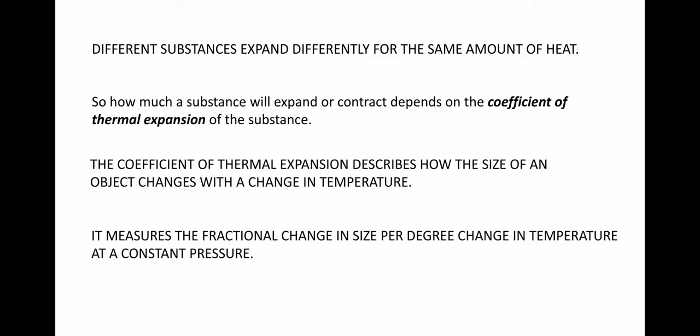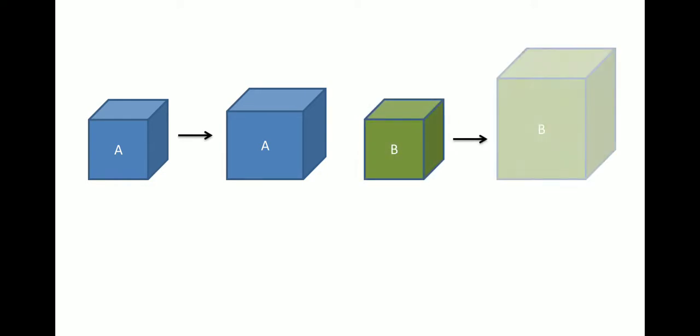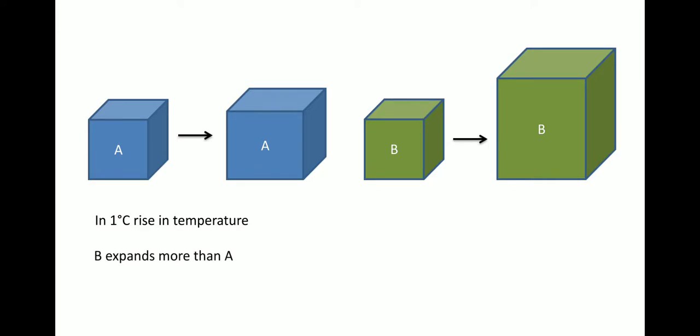So let's understand what this means. Let's say there is an object A, and when it is heated, it increases its volume to this much. And let's say there is another object B, and it also increases when supplied with heat. In a 1 degree Celsius rise in temperature, if object A is increased this much and object B increases this much, then clearly we can see that B expands more than A.